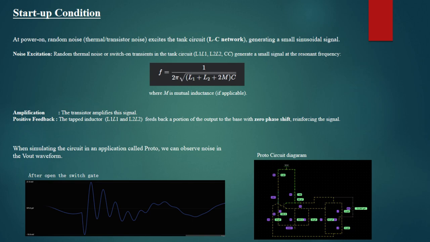First, let's look at the startup condition of the Hartley oscillator. When power is first applied, small random electrical noise from the environment excites the LC tank circuit. This can also be measured using a signal generator. Part of the output signal is fed back through the inductor L2, and importantly, it is in phase with the input. This feedback reinforces the signal. Because of this positive feedback, the loop gain increases and causes the amplitude of the oscillation to grow quickly.